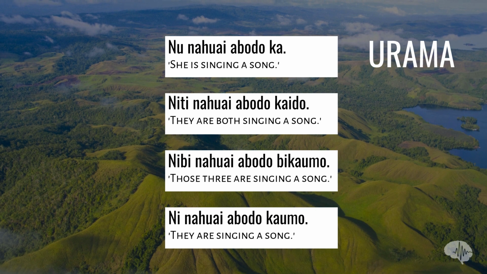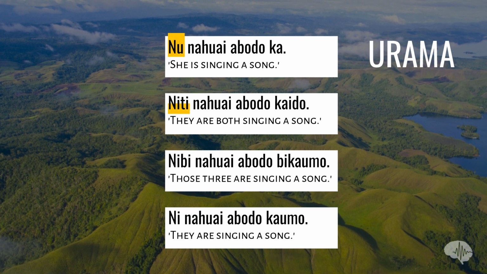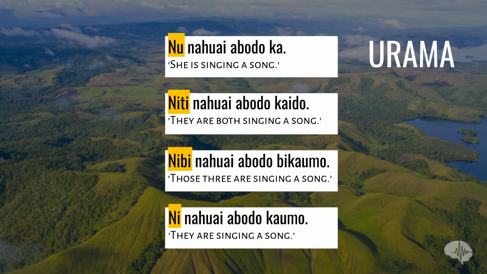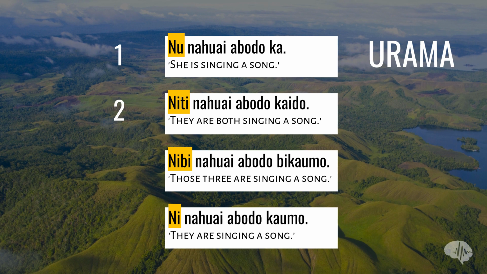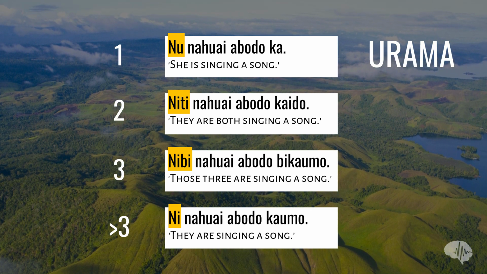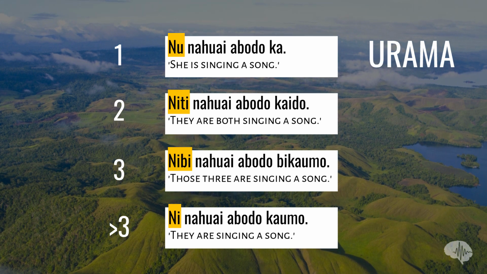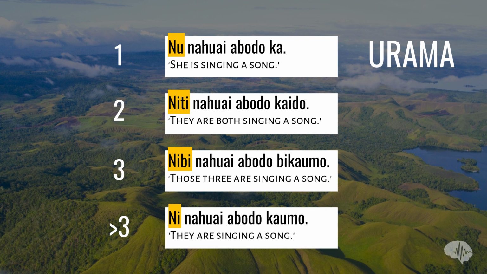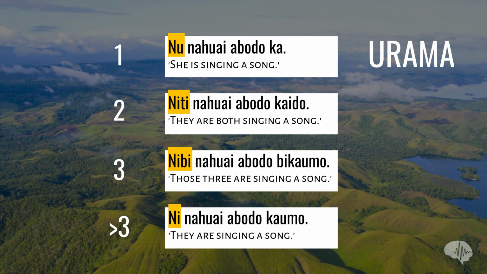The Urama language spoken in Papua New Guinea has an even more elaborate number system with singular, dual, trial, and plural. So not only does Urama mark exactly 1 and exactly 2, but it even has a category for exactly 3. This is the most elaborate system of grammatical number ever found. No language has suffixes that mark 4 things, or 5 things, or 6 things. The maximum we find in any language is exactly 3.